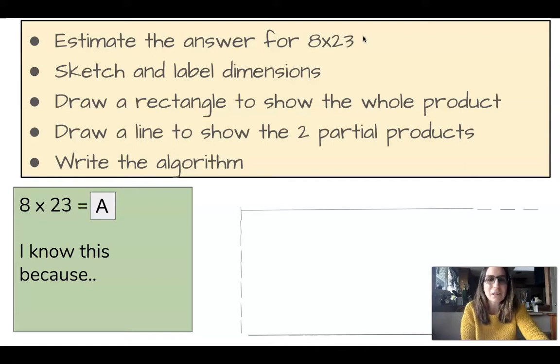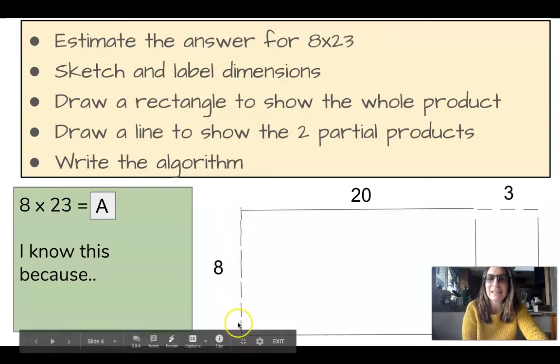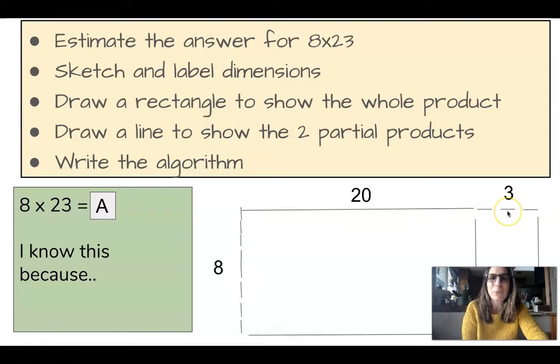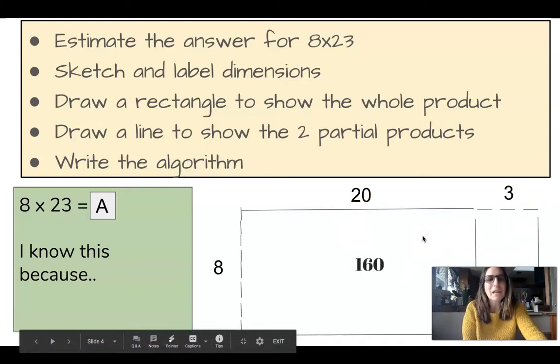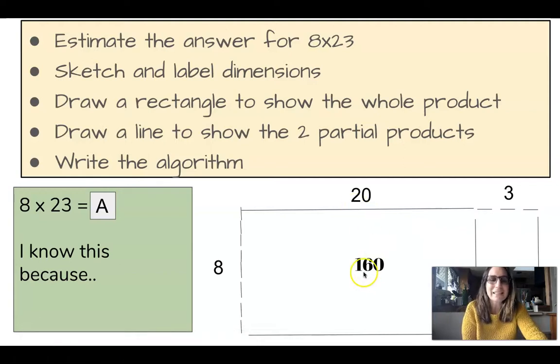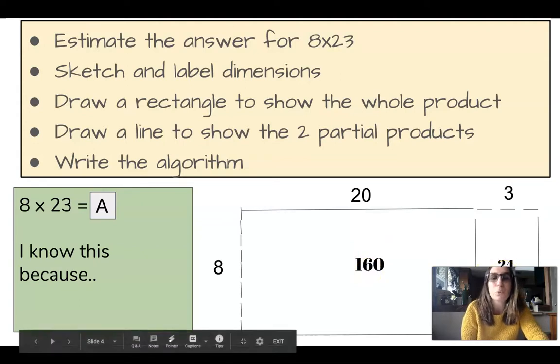We're going to sketch and label our dimensions first. And so here we have the sketch of an 8 by 23 array. And then we're going to draw a line here to show the partial products of 8 times 20 and 8 times 3. We know that 8 times 2 is 16, and then with a 0 at the end as 10 times bigger, so 20 times 8 is 160, and we know 8 times 3 is 24.